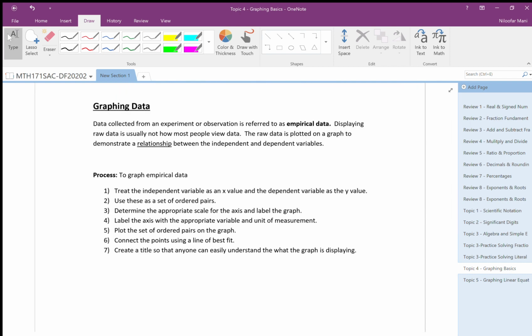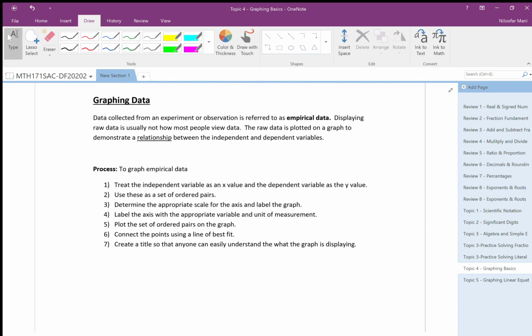Okay, so now graphing data. If I am working in a lab and I have data from there, I call it empirical data. So what should I do in order to graph data like this? You can follow all of this process, and I will also show you an example.